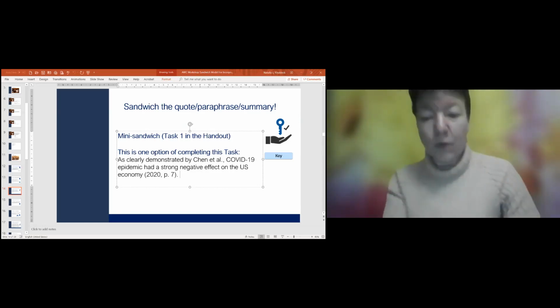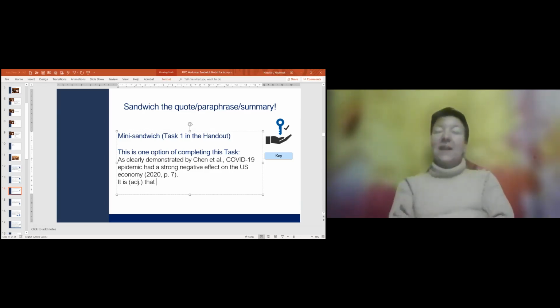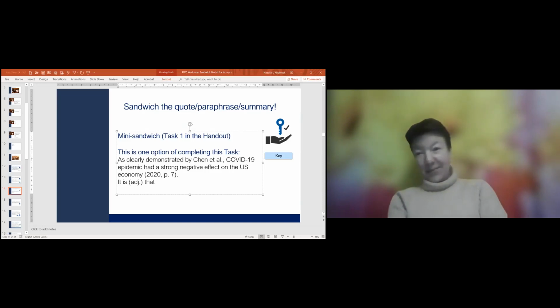There's another really good formula. I think everybody can see it, right? It is, let's say, adjective, that. This is another way to express an opinion in academic writing that is accepted as formal. So how can you do that? It is doubtful that something.